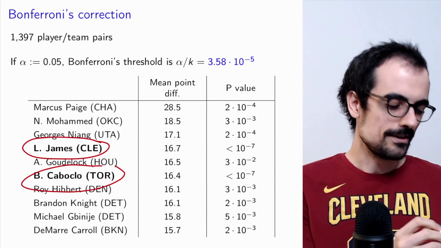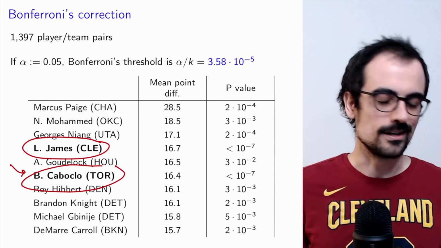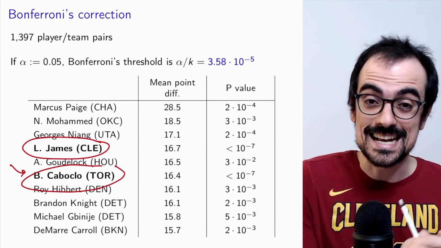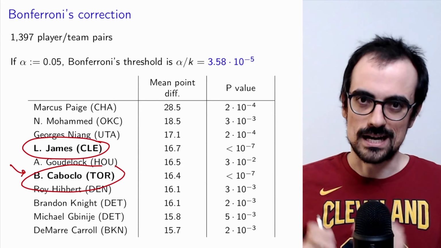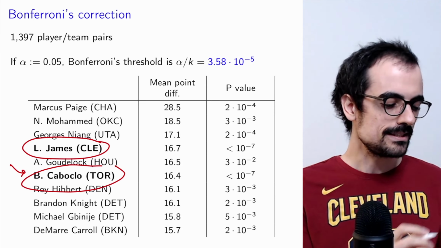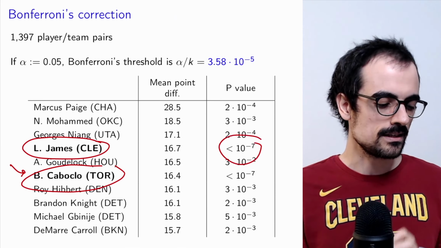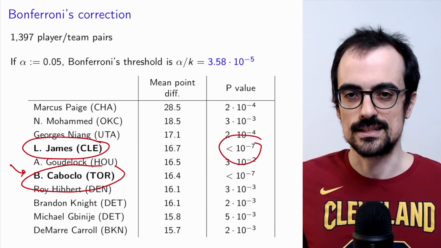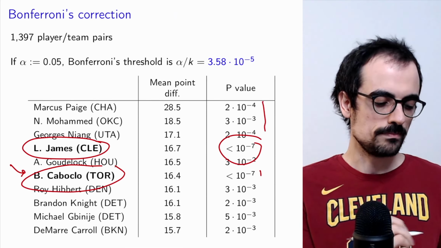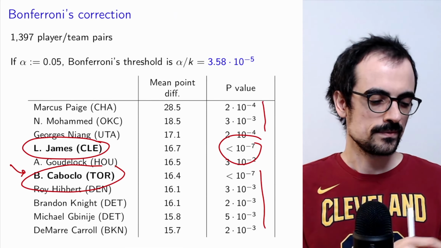You will be very surprised to see Bruno Caboclo here if you follow basketball. I am going to talk about this specific case at the end of the video. So have some patience, we'll talk about that later. But for now, we see that this correctly identifies LeBron James as being statistically significant and the rest of the players as not being statistically significant.